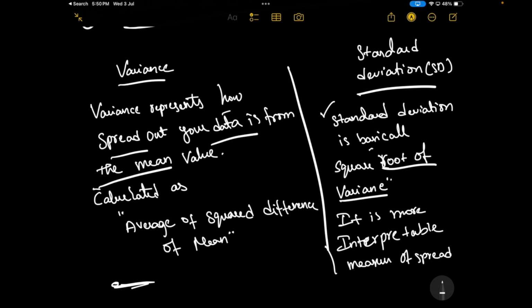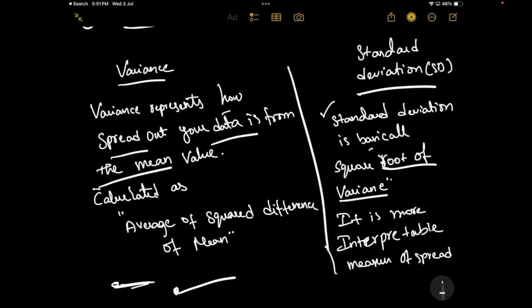You find the mean value, an average of some data, and you have some outliers. Then you can't get a good spread. If this is your data, how can you even tell the spread? That is what variance explains. It is calculated as the average of the squared differences from the mean. This is how variance is calculated.